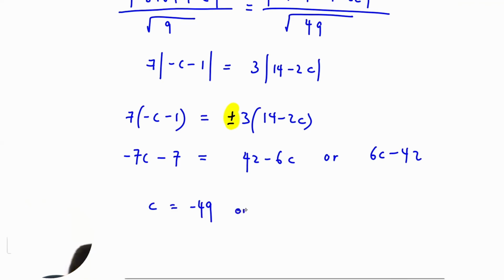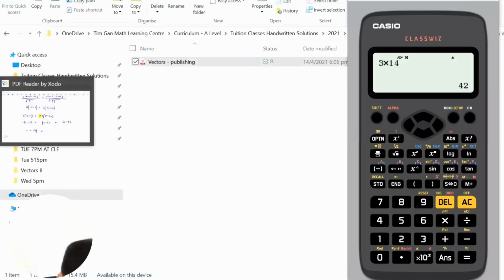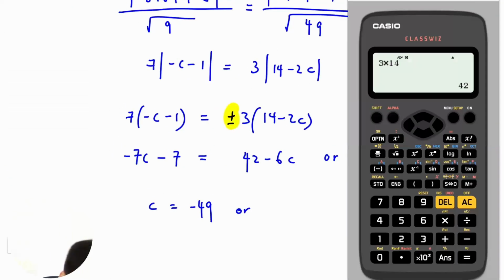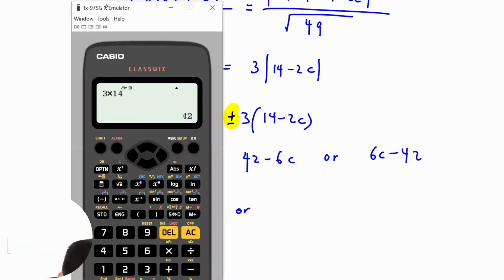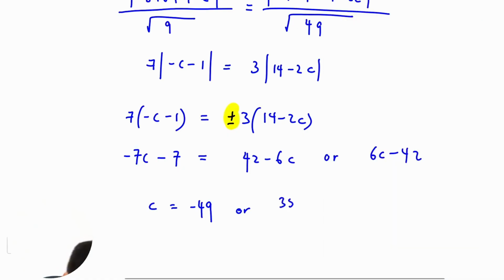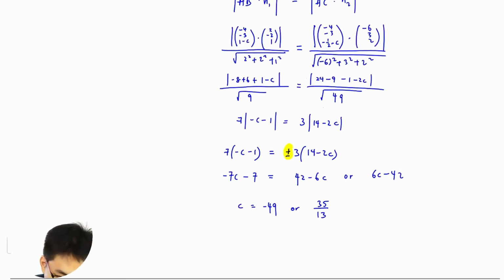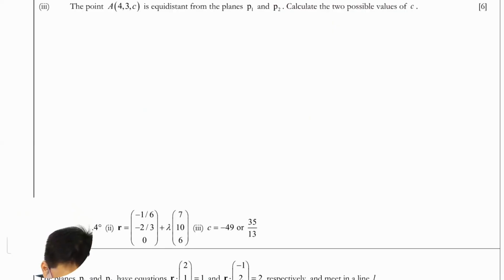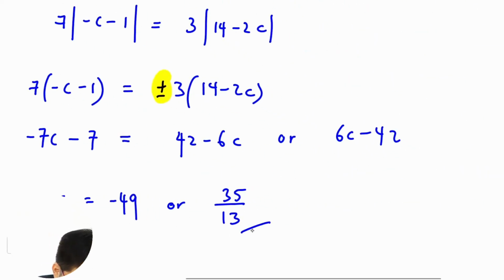Then or 13. My goodness. 42, 35. 35 over 30. Yeah, good answer. Oh my goodness. Good job.